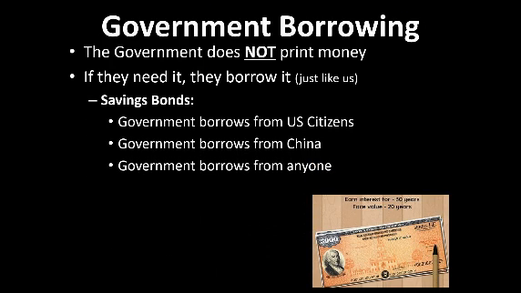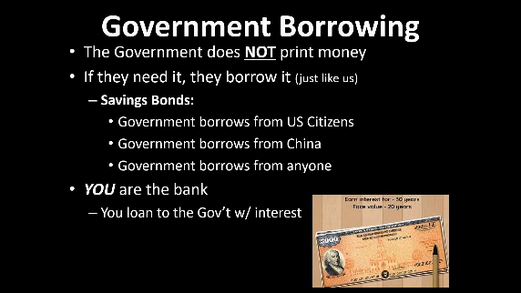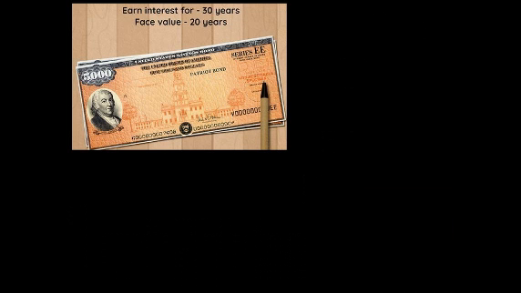How do they borrow it? Savings bonds. Government can borrow from U.S. citizens, borrow money from China, government borrow money from basically anyone. They borrow just like you, households and firms, borrow from banks. They borrow from banks, they borrow from you. You are the bank when we talk about savings bonds. You are loaning the government money with the promise of gaining interest on that money, just like a bank.